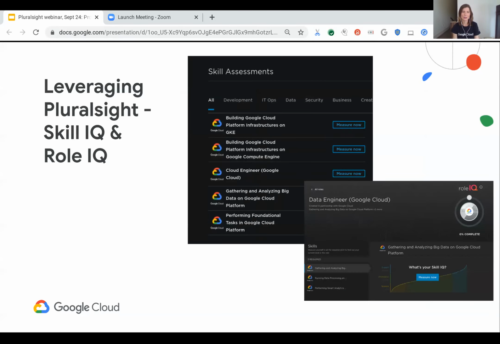And you are also able to calibrate what you know and where you can build by measuring your existing skill set by taking the associated Skill IQ. And even higher, assess your Role IQ to see what additional preparation you'll need to step into the particular role. So for sure, go to the Role IQ for data engineer to help you identify any gaps and what skills you might build.